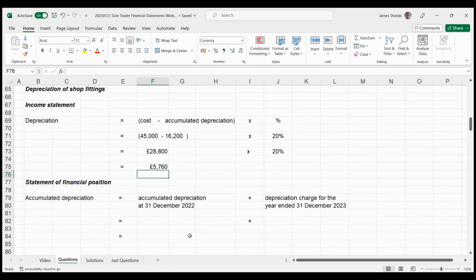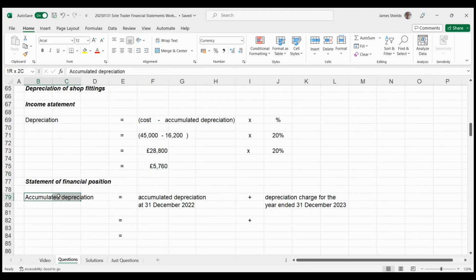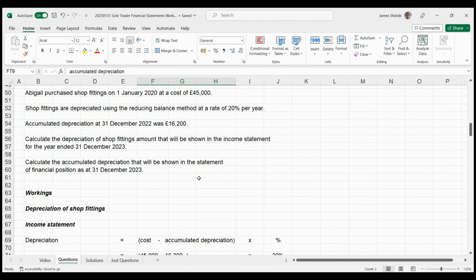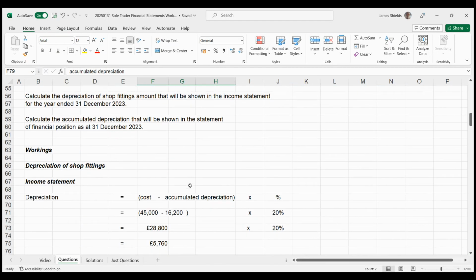Now, statement of financial position. We want, again, the accumulated depreciation. So it's the accumulated depreciation at the 31st December 2022. So back to the question for that. We're told it was 16,200.